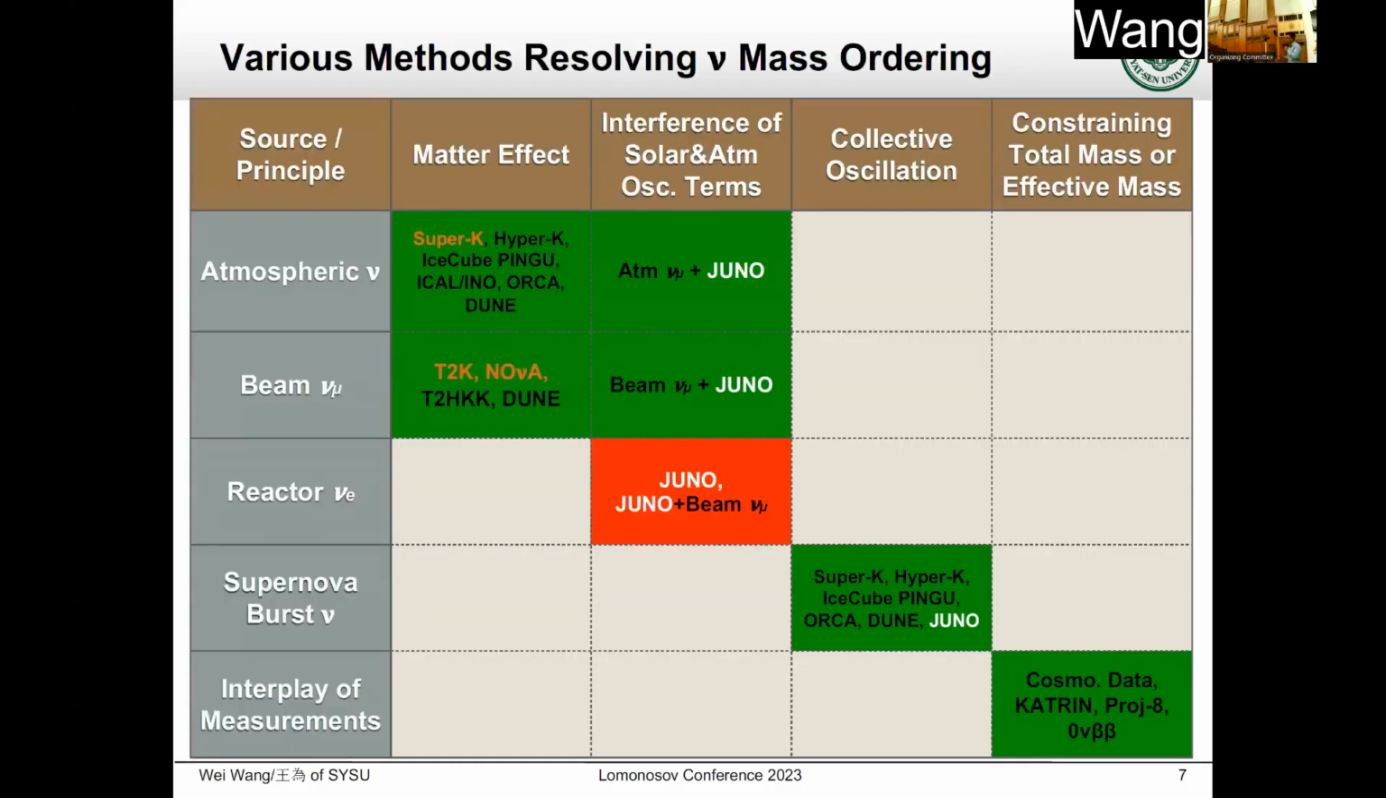There are other ways to attack this problem. You can use the matter effect to differentiate different orderings. You can also use collective oscillation from a supernova if you are lucky to observe one, or you can also constrain this from cosmological data, using global analysis. But you can see the cleanest approach is using reactor neutrinos via the interference between the solar and the atmospheric neutrino oscillation. They coexist on the same spectrum, and as long as you can differentiate those small wiggles, you'll be able to fit your data to identify which mass ordering best fits your data.